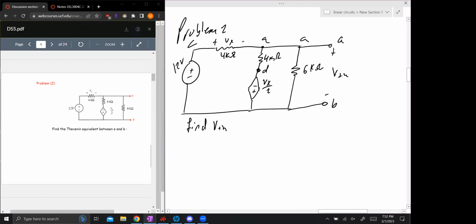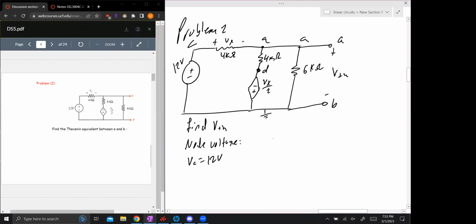So let's do both ways. Let's do the node voltage method first, just because I could use some practice in that. The first rule of node voltage is to do the easy stuff first. So VC is equal to 12 volts. B is going to be our ground node.